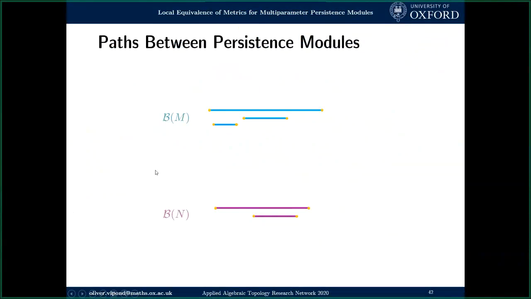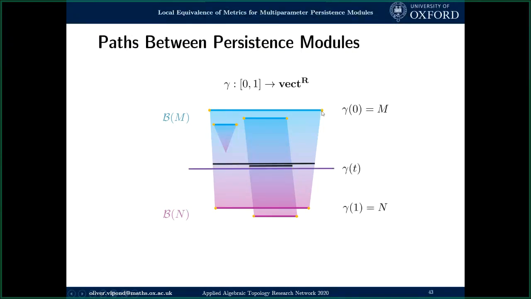So yes, we want to induce a global equivalence from our local equivalence result. And in order to do so, we have to think about paths between persistence modules. In the one parameter setting, we can think about a path between two barcodes by smoothly changing the location of the endpoints. So here, for example, if we have a matching between m and n, where we match these two long bars, these two medium bars, and then we collapse this small bar to 0, we can think about a path between these two modules by continuously changing the endpoints of these bars.